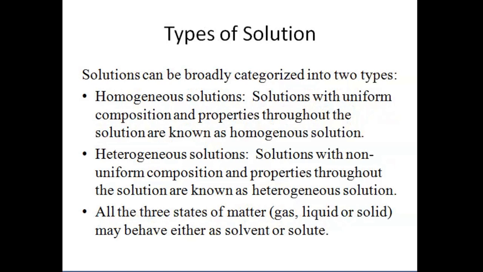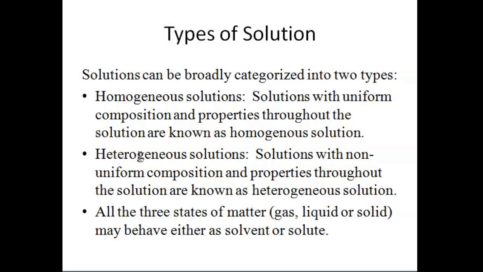So basically, solutions can be categorized broadly into two types, that is homogeneous solutions and heterogeneous solutions. So homogeneous solution is where we are going to have uniform composition and the properties throughout the solution will remain the same. Then we say that it is a homogeneous solution. And if we say heterogeneous solution, it will have a non-uniform composition and properties throughout the solution. So we call that a heterogeneous solution.